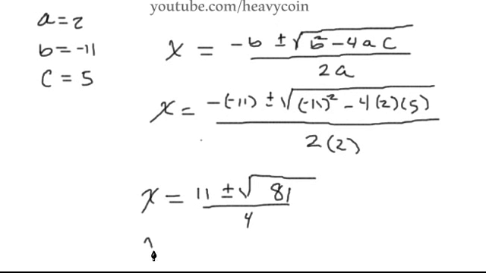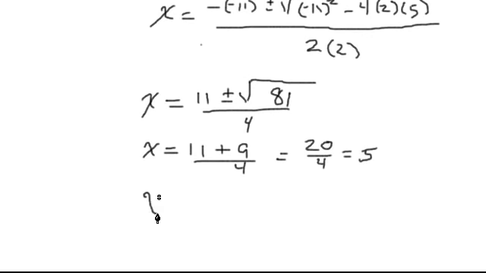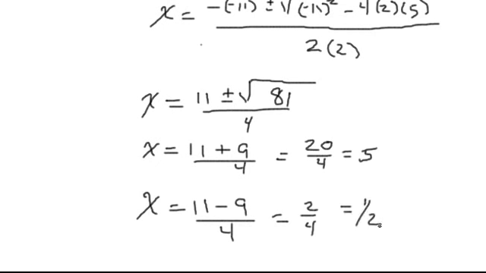So we're going to have x is equal to 11 plus, and the square root of 81 is 9. And of course that's all over 4. And we end up with 20 over 4, which is 5. And of course, we got to do the other one, 11 minus 9 over 4. And that's going to be 2 over 4, which is equal to a half.